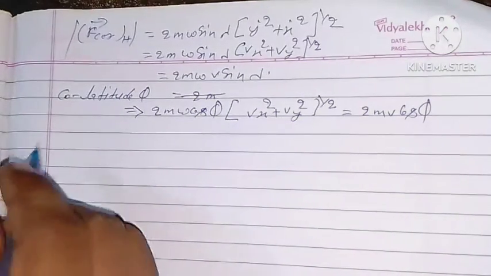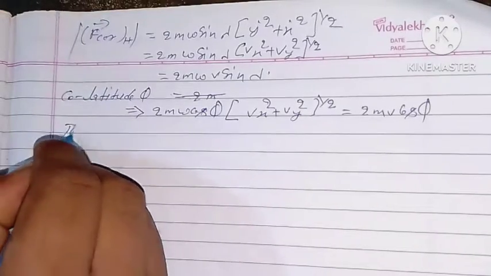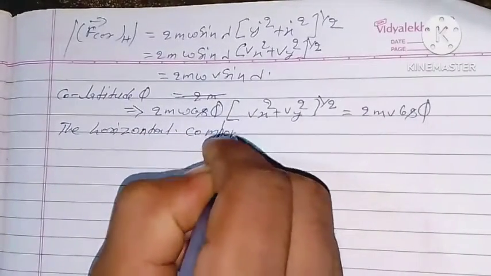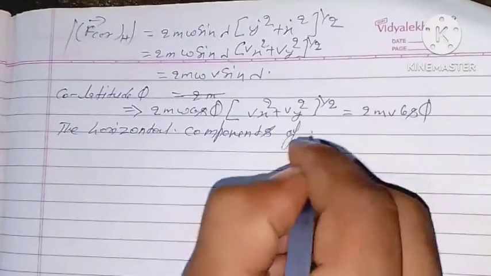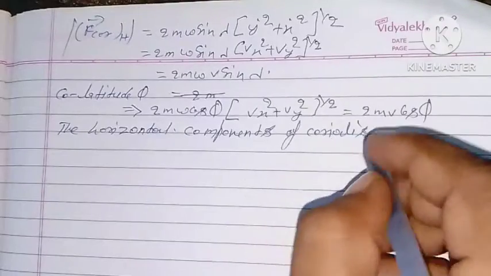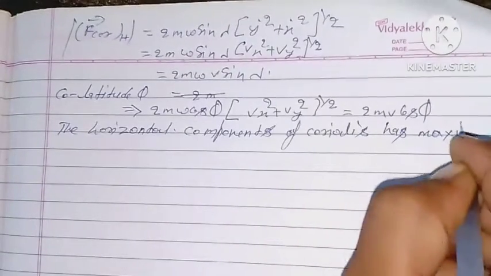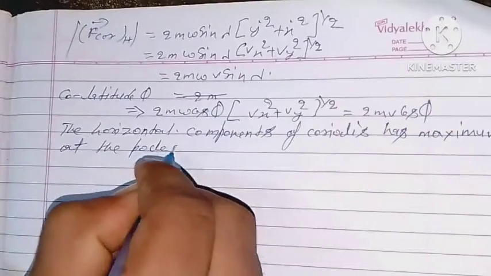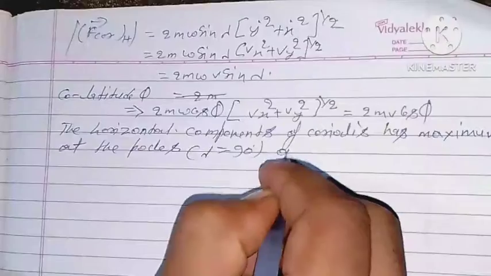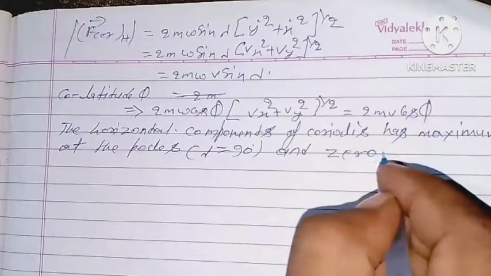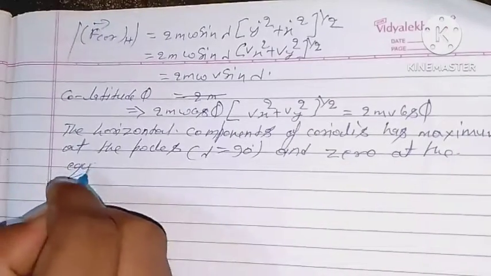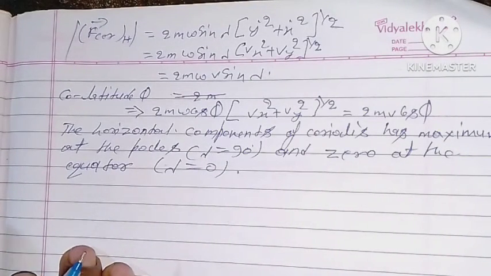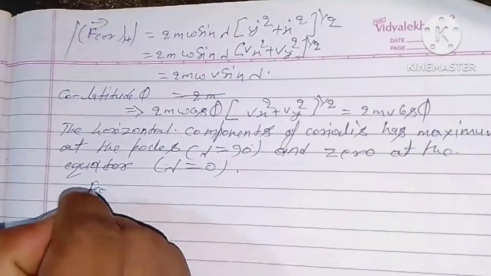The horizontal components of Coriolis force have maximum value at the poles, lambda equal to 90 degrees, and 0 at the equator, lambda equal to 0.